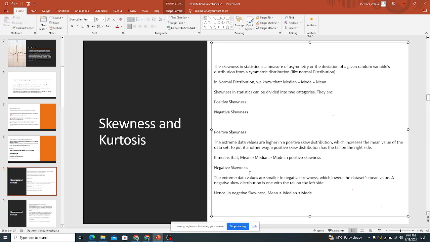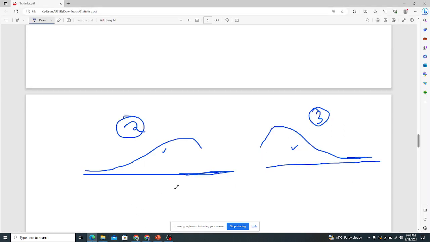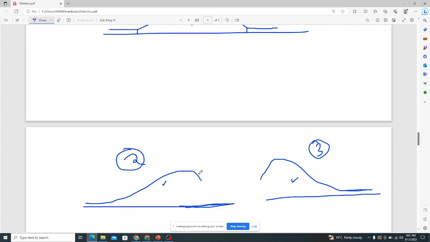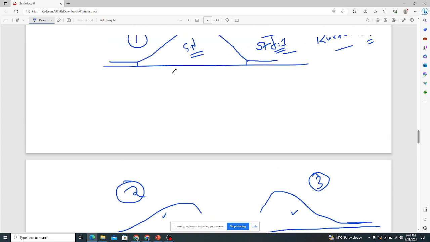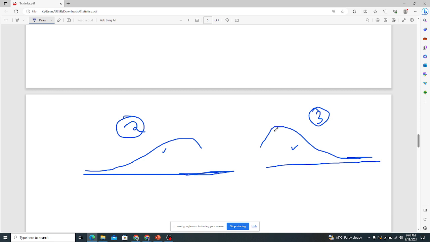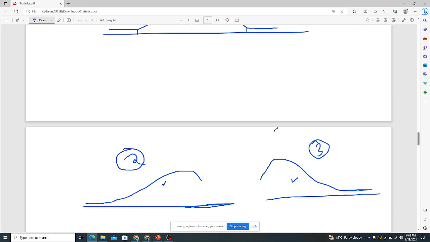All this means that the mean is greater than the median, and it's also greater than the mode in a positive skewness. Then let's go back to the illustrations. Can someone tell me which illustration between 1, 2, and 3 represents positive skewness from our description?